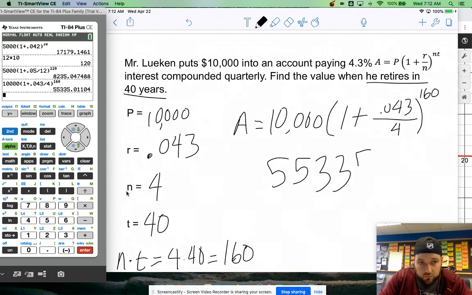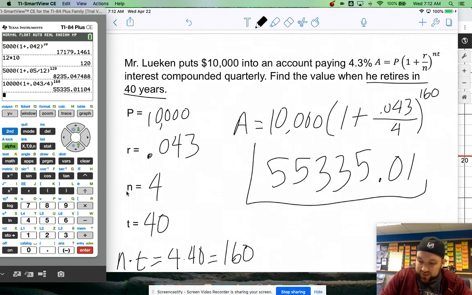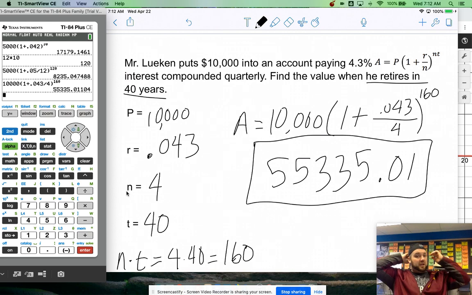$55,335 and a penny. Pretty good. Again, it's 40 years, which is a ton of time, but $10,000 becoming $50,000 is pretty impressive. Okay.